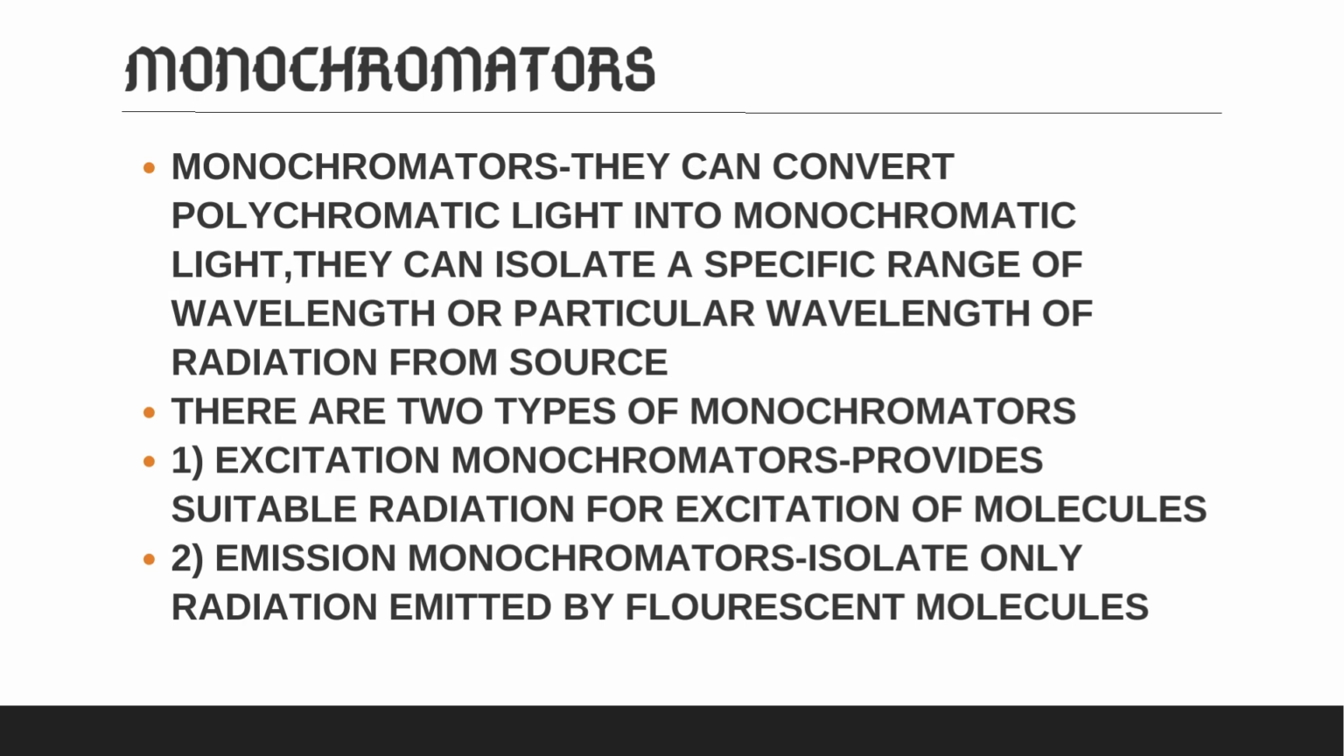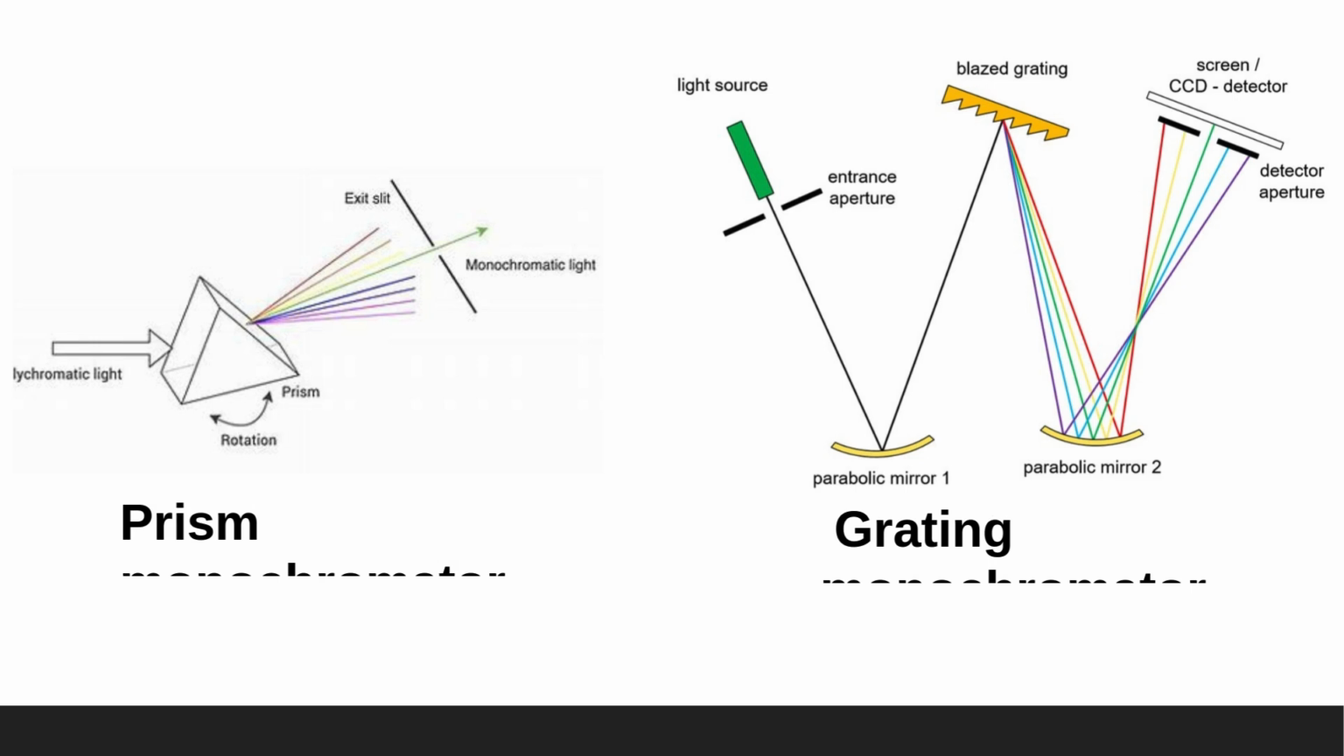Monochromators. Monochromators can convert polychromatic light into monochromatic light. They can isolate a specific range of wavelength or particular wavelength of radiation from source. There are two types of monochromators. First, excitation monochromators provide suitable radiation for excitation of molecules. Second, emission monochromators isolate only radiation emitted by fluorescent molecules.